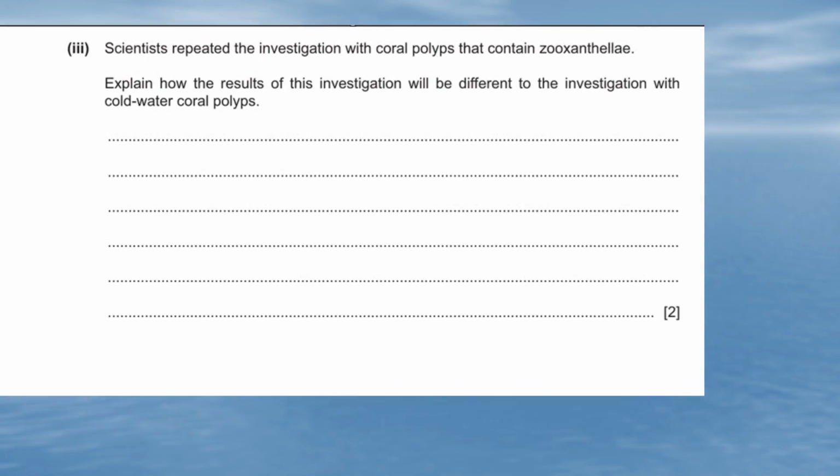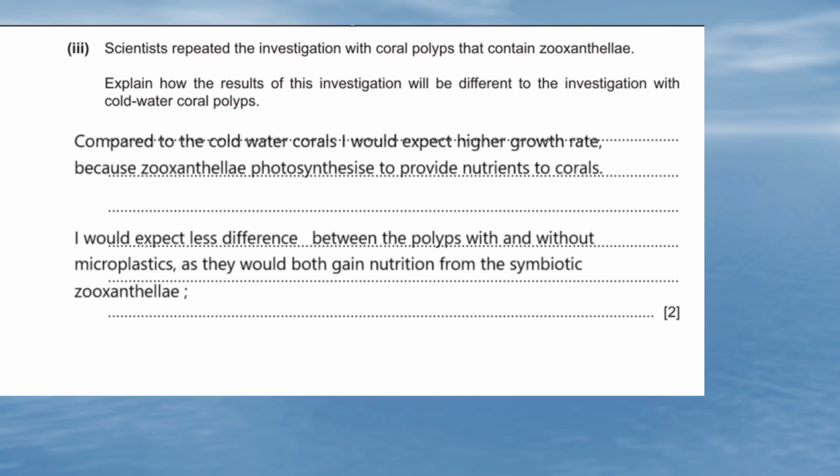So now we get to talk about photosynthesis and the zooxanthellae, because the scientists now repeat the investigation with coral polyps that do contain our symbiotic algae. Now explain how the results of this investigation will be different from the investigation with the cold water polyps. And here we have to talk about sunlight and the algae. So my answer would look something like this.